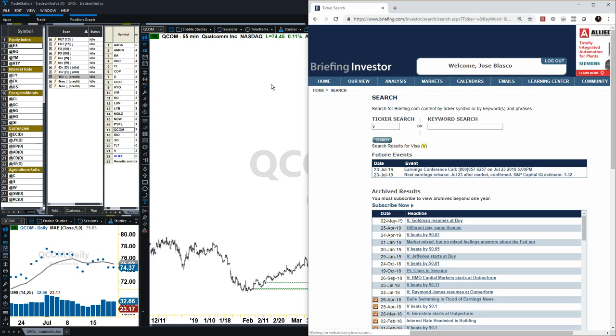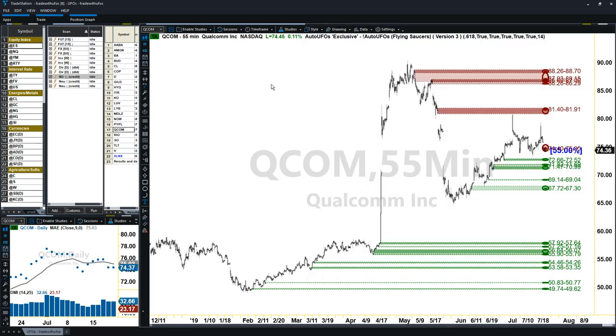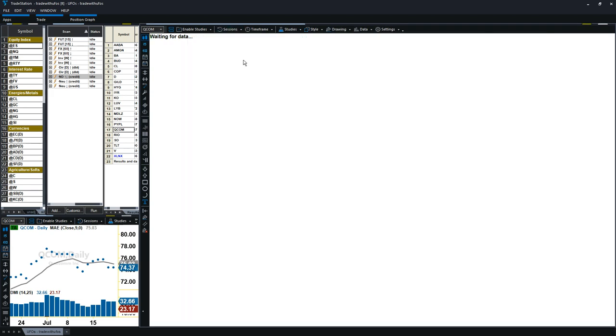Okay, so our only candidate left for a non-directional trade is Qualcomm. Qualcomm is giving us 55% when looking at regular session hours, and when looking at pre and post market, we are now looking at, instead of 55%, it's going to be, come on.